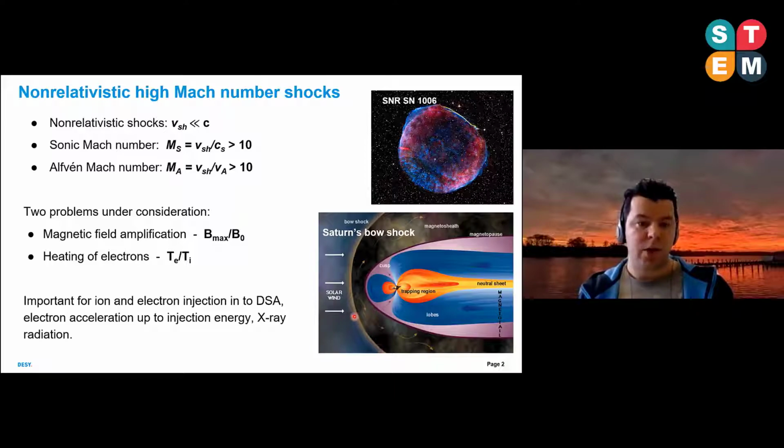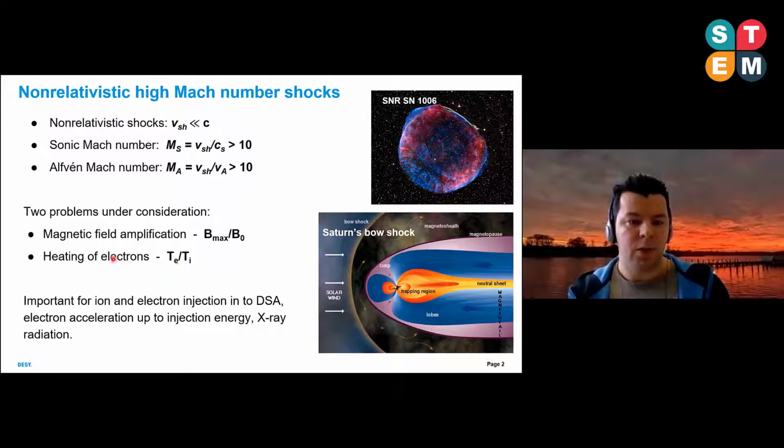And these shocks also luckily can be found in our solar system. For example, the Saturn bow shock, also the Jupiter or Neptunian bow shocks. Sometimes even the Earth bow shock can exhibit high Mach number properties. So that's why it's important to look at the properties of these shocks, and they are important in both the astrophysical and the planetary sense.